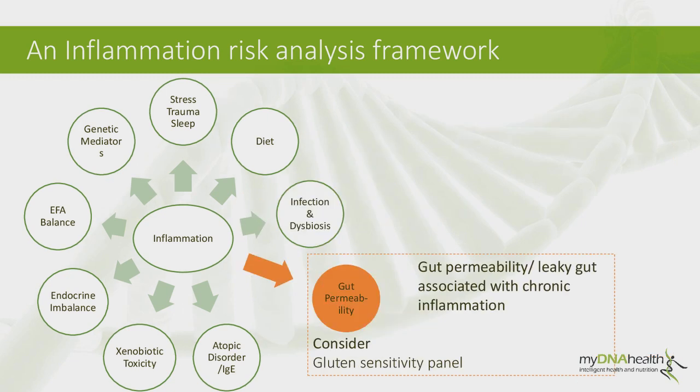Just consider gut permeability, so that's what we would call leaky gut. We very much know that if the gut is leaky, if there are holes within the enterocyte membrane, this can be associated with chronic inflammation. Foodstuffs and bacteria are crossing the digestive tract, going into the system and influencing our inflammatory response. Our immune system has to recognize and deal with these, and that can lead to chronic triggering of the response. So under this, we may consider the gluten sensitivity panel, as gluten is known to affect the tight junctions between enterocytes and can lead to some leaky gut.